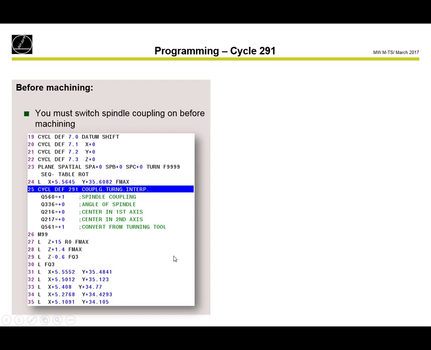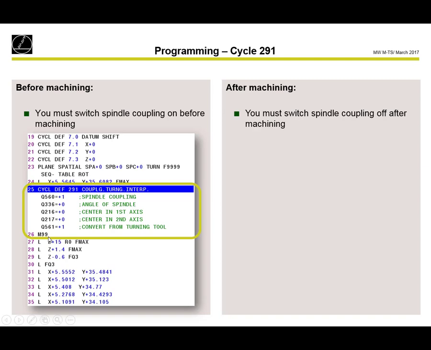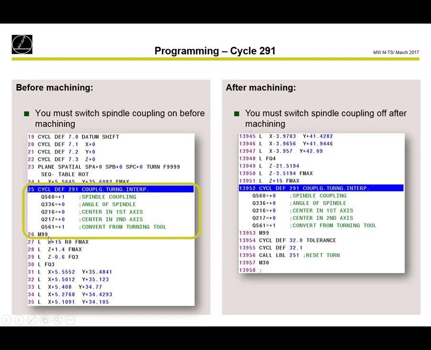So before the machining, you need to couple the spindle. So cycle def 291, spindle coupling on, and M99, then it's active. And after the machining, switch off the spindle coupling, so spindle coupling 0 and M99 to activate this cycle.